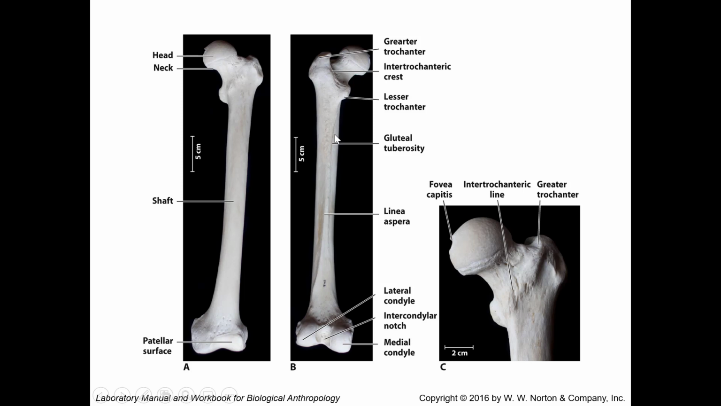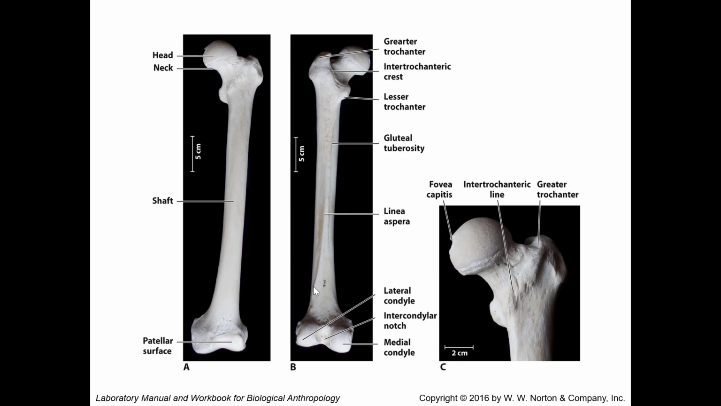Beginning at the inferior end of the gluteal tuberosity and extending down much of the posterior shaft surface, there is a ridge of bone called the linea aspera. You can see that here, the linea aspera. That is an important area for the attachment of our hamstring muscles.